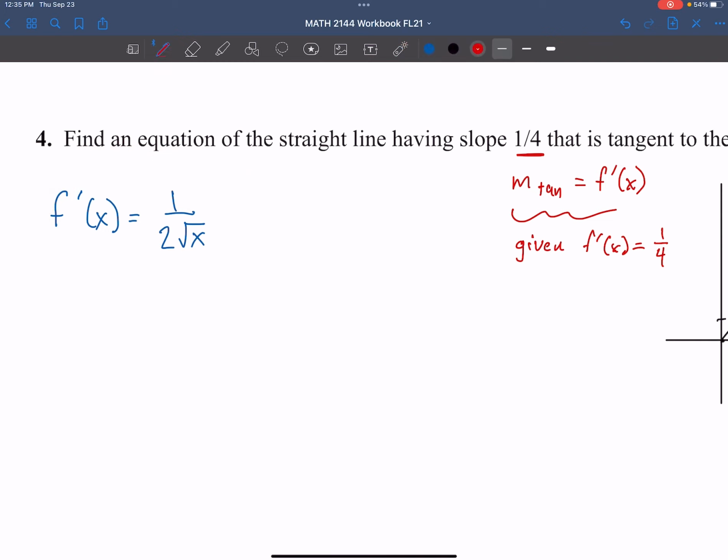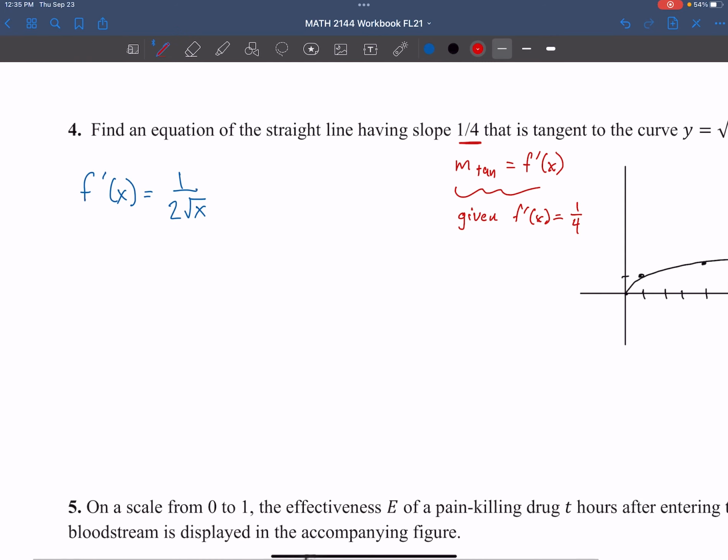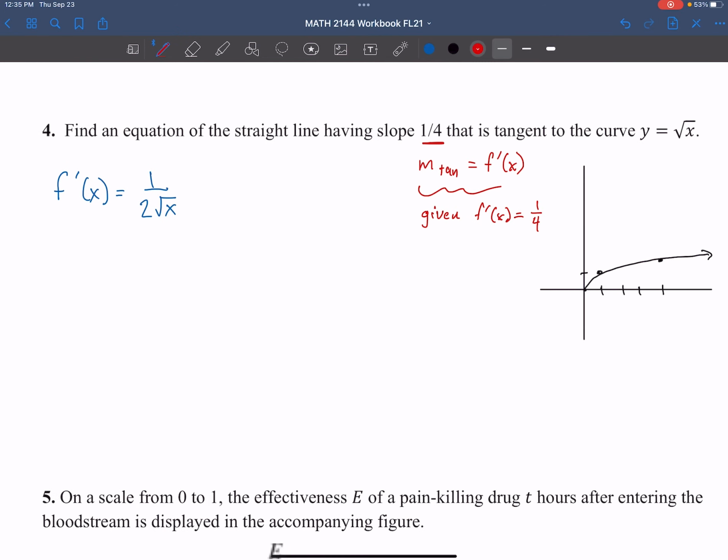So to find out where it is, let's find an equation. Let's set it equal. So this is going to be 1 over 2 square root of x. Set this equal to 1/4. Let's solve this for x. So we reciprocate. So this is 2 square root of x equal to 4. Divide, and we end up with square root of x equal to 2. And then lastly, we square, and we get x equal to 4.